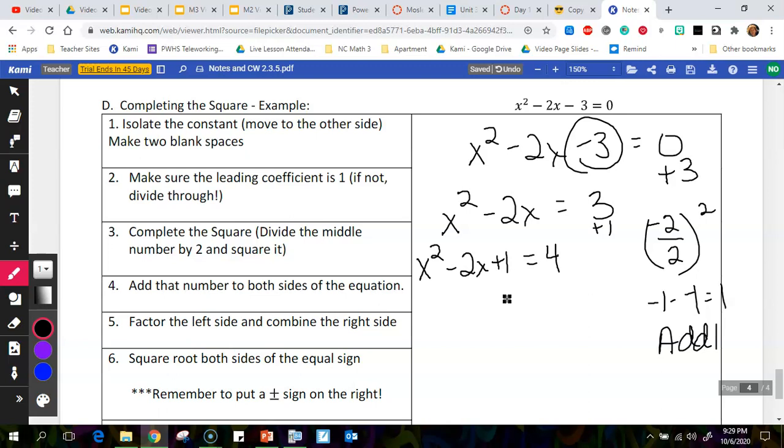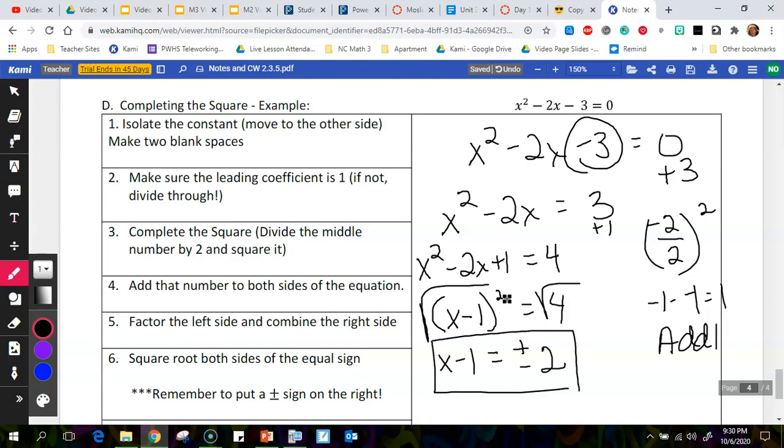Now I can write this as a perfect square, as a binomial squared. That's going to be x minus 1 squared equals 4. Take the square root of both sides. X minus 1 equals plus or minus 2. And that's it. And I think that's it.